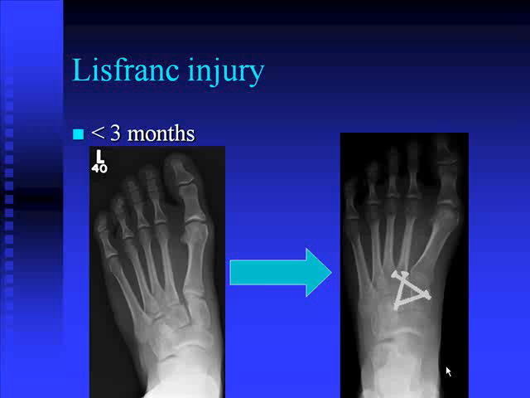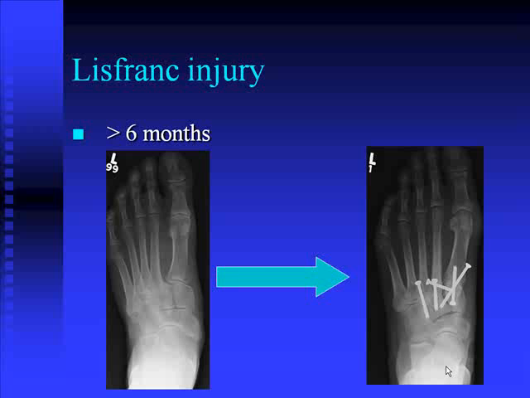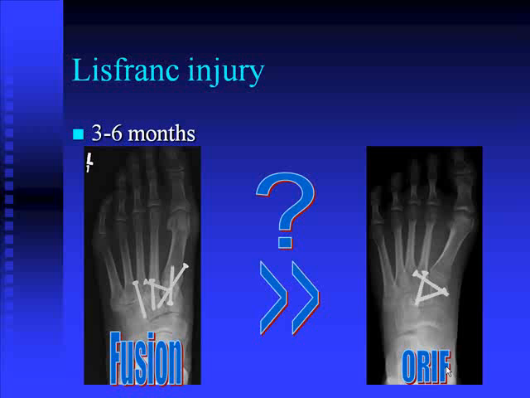Currently, our thinking is that an injury such as this, less than 3 months old, can be treated by reduction and fixation with screws. And the screws we usually remove after some months. Injuries such as this that are older than 6 months, we feel should be treated by arthrodesis. We think that there's an improved outcome for these patients. The real argument is what do you do between 3 and 6 months?